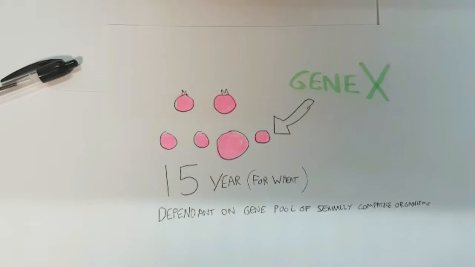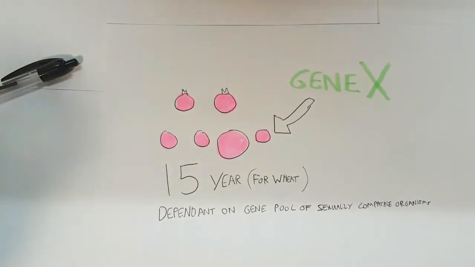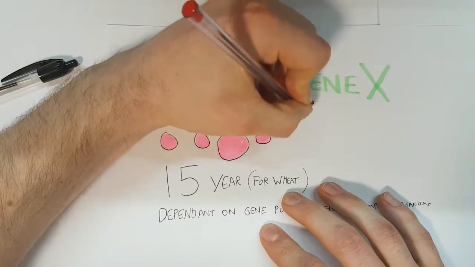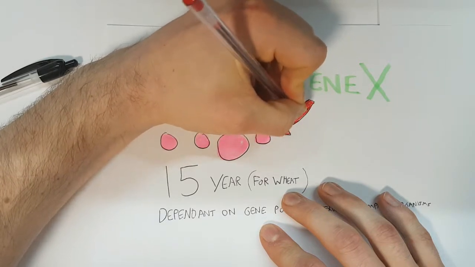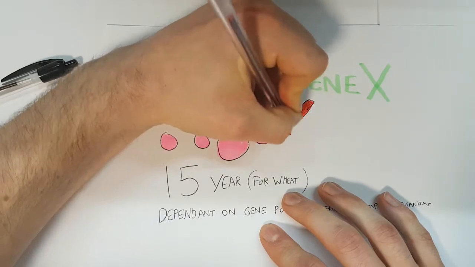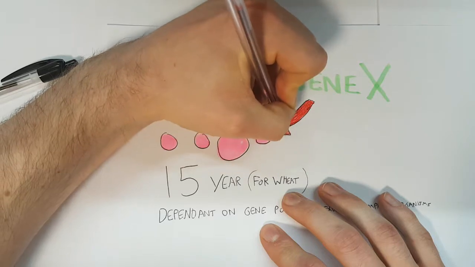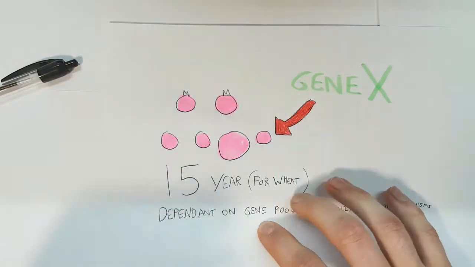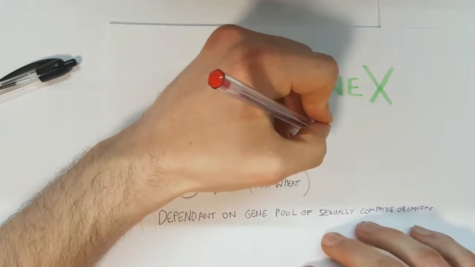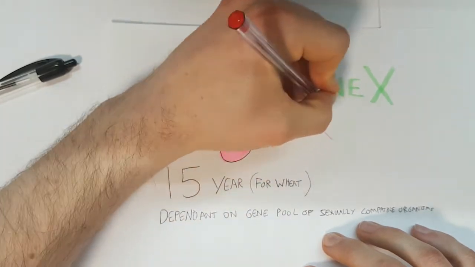This process, however, is very time-consuming, and for example, the production of high-yielding and disease-resistant wheat can take up to 15 years to produce. This process, however, does have another limitation: the fact that you cannot introduce genetic sequences or genes from other organisms that aren't sexually compatible with the organism that you are breeding.